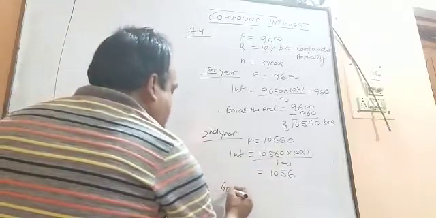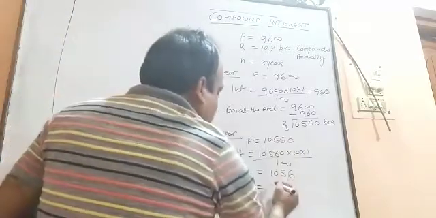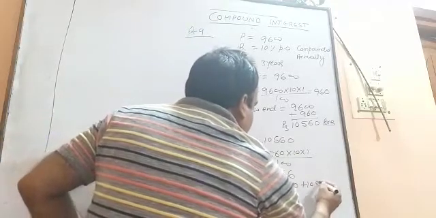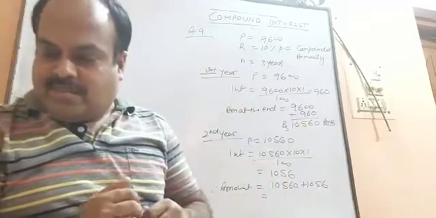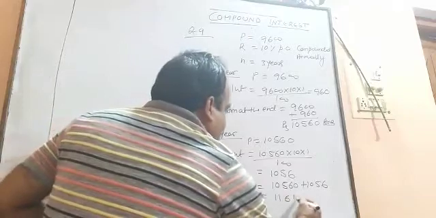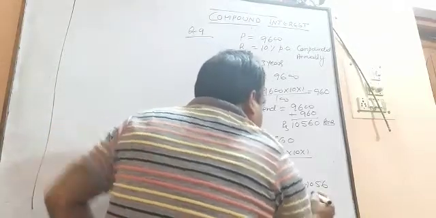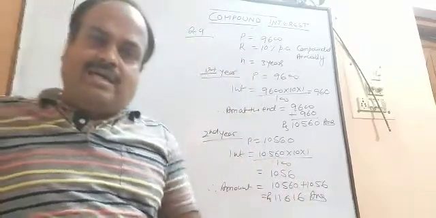Therefore amount at the end of second year will be 10,560 plus 1,056, which becomes 11,616. So this is the answer of the second part, means the sum due at the end of second year.